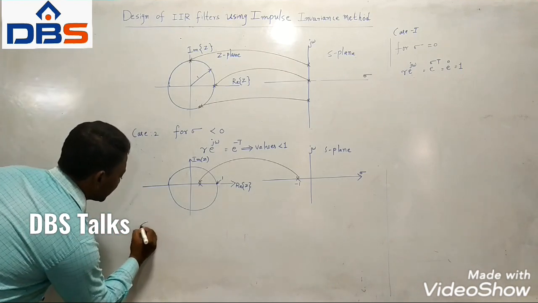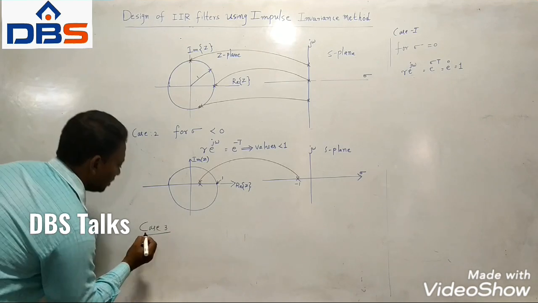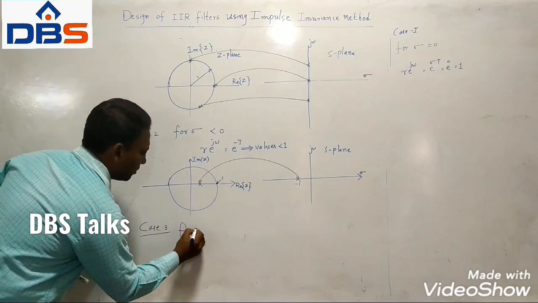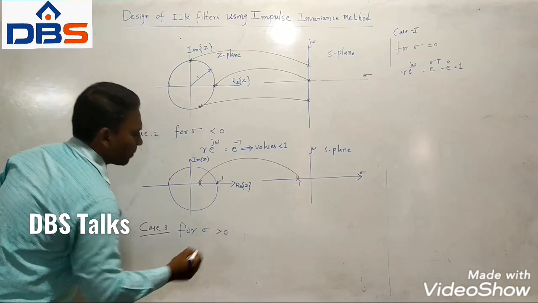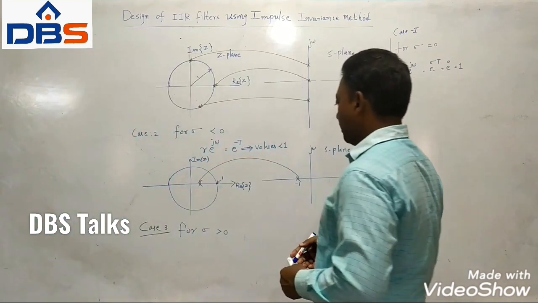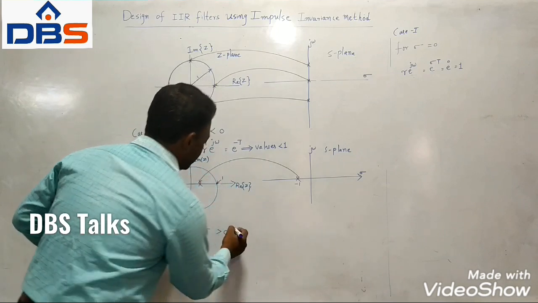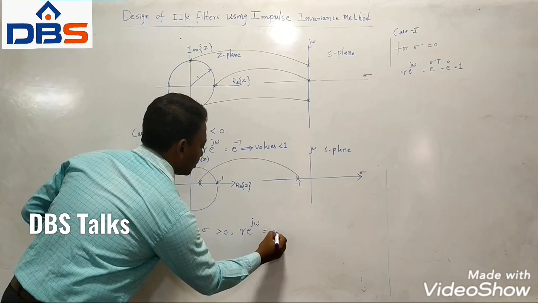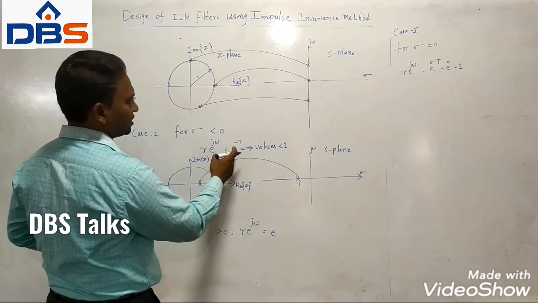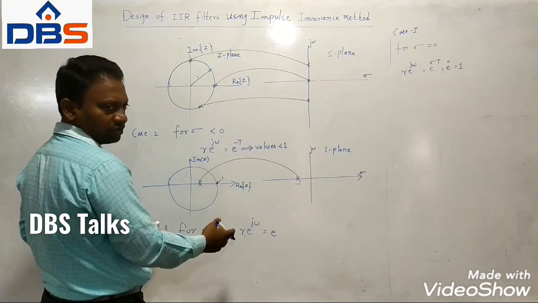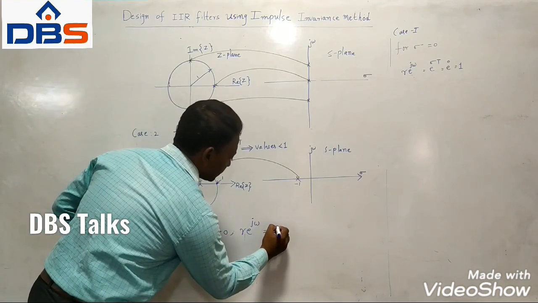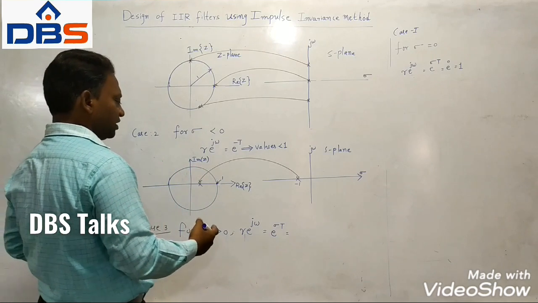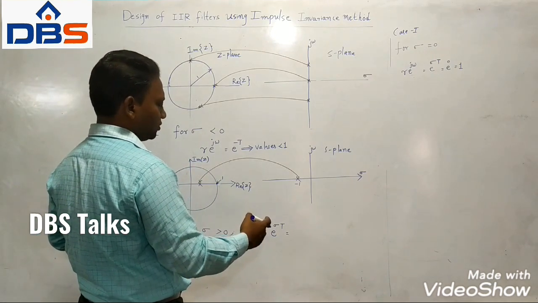And if we see the third case, case 3, for sigma greater than 0, you can understand this r into e power j omega is equal to e power sigma t. Sigma is greater than 0, meaning positive values. Therefore e power sigma t is greater than 1.